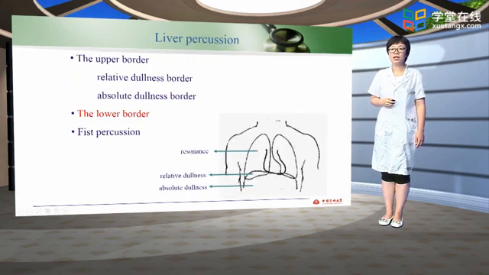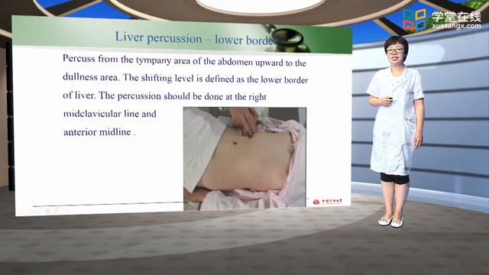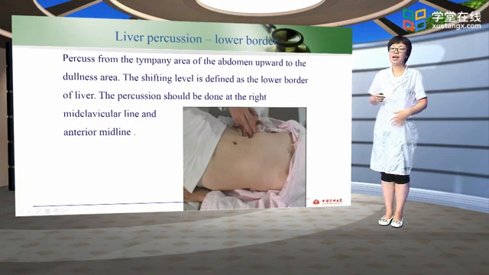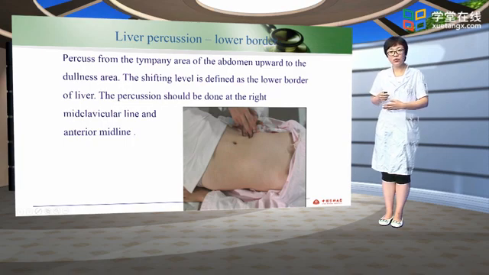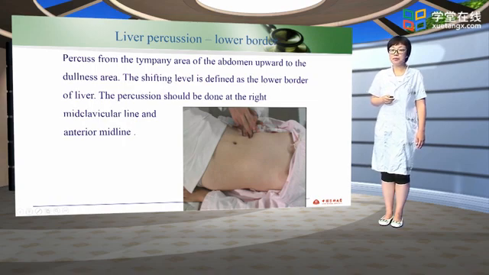Then let's find the lower liver border. The percussion sound in the abdomen is tympany. Percuss from the tympany area of the abdomen upward to the dullness area. The shifting level is defined as the lower border of the liver. This time, the percussion should be done at two lines: the right midclavicular line and the anterior midline.